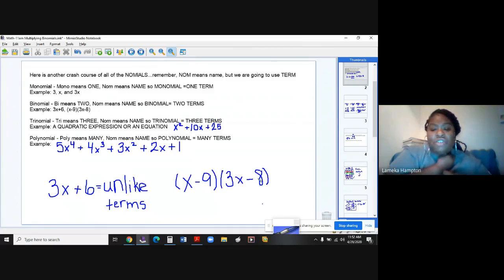All right. But I'm multiplying two binomials here because I have one binomial minus one. And remember, these are still unlike terms, so I really can't do anything with these, but I can multiply unlike terms. We'll get into that tomorrow.